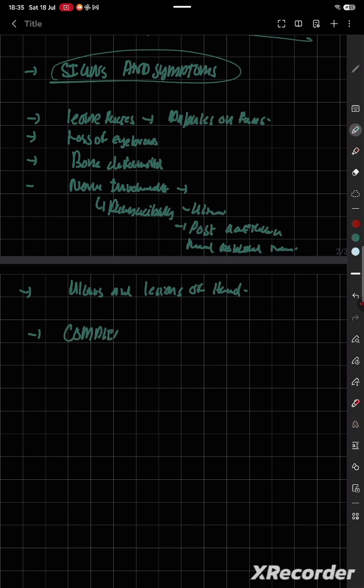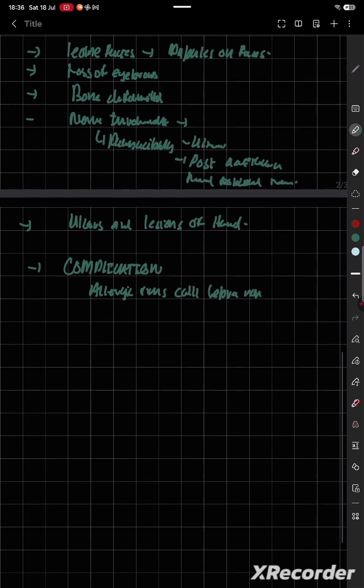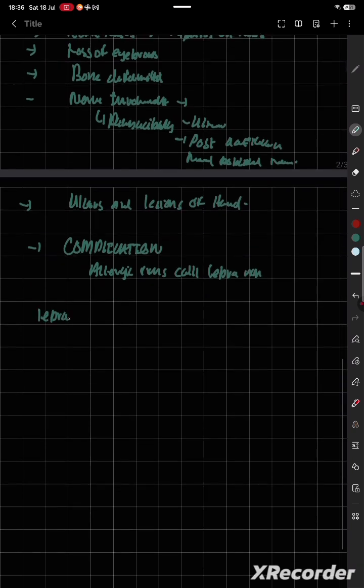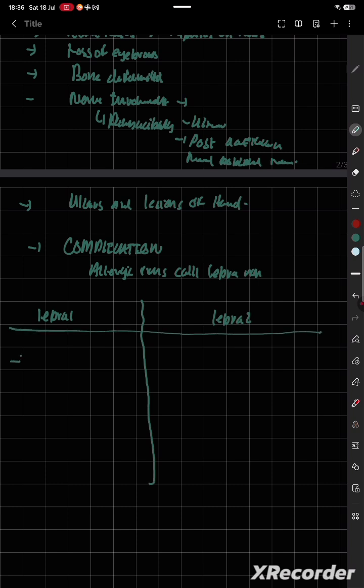Complications include allergic reactions called lepra reactions. You have two types of lepra reactions: lepra 1 and lepra 2. Lepra 2 is multibacillary, and lepra 1 is borderline.